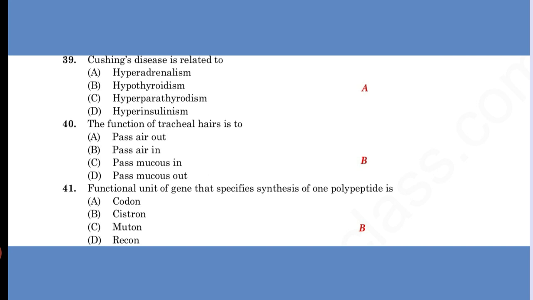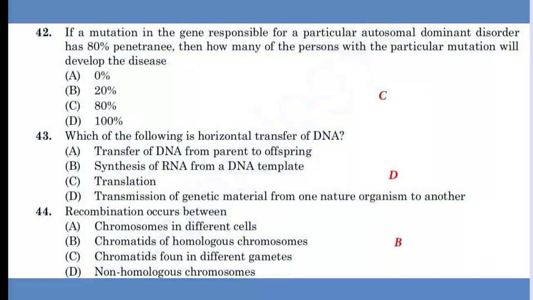So next question: if a mutation in a gene responsible for a particular autosomal dominant disorder has 80% penetrance, then how many of the persons with the particular mutation will develop the disease? The penetrance is 80%, so the possibility of a person with the particular mutation developing the disease will be 80%. Option C is the answer to it.